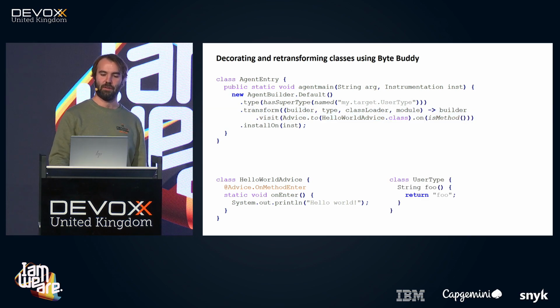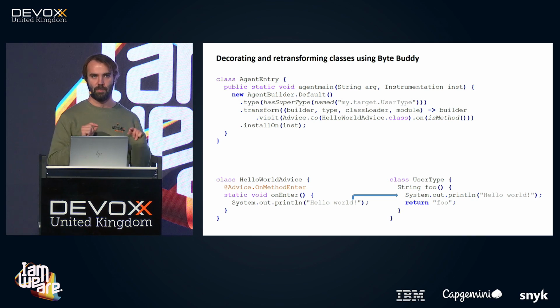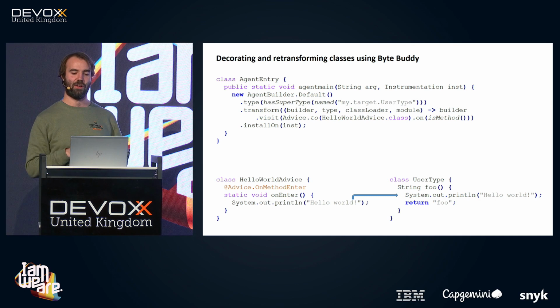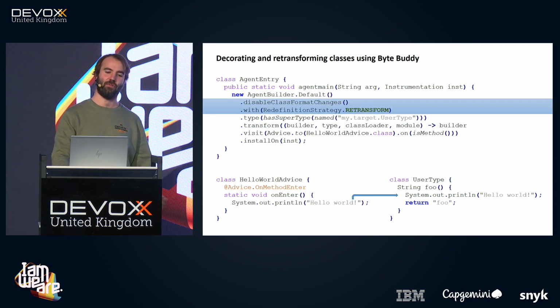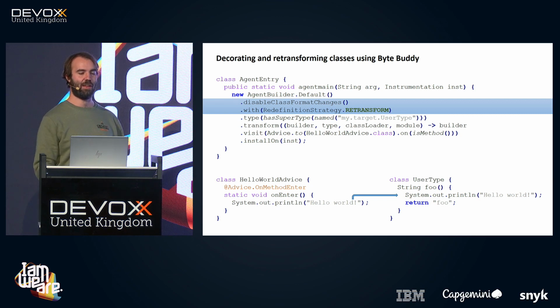What Byte Buddy will do then, it will take your user type with the method foo and copy-paste this template code in the beginning of the method. And it really copy-pastes the bytecode, so don't set a breakpoint in your on method enter, because it won't be triggered. It will copy-paste the code, and this is done for performance reasons, but also for class loader visibility reasons. You basically just write a Java class that Byte Buddy then will use as an inspiration for how your instrumentation should be done, right? And you can also use this with disable class format changes and retransformation. Then Byte Buddy will already work as an agent main method, which you can inject at a later time, right?